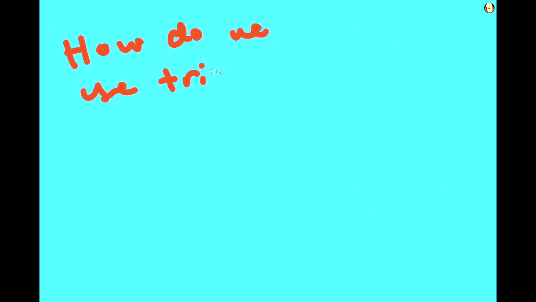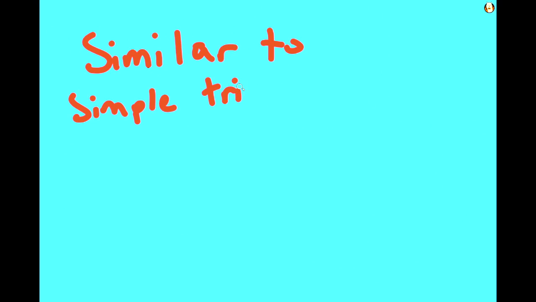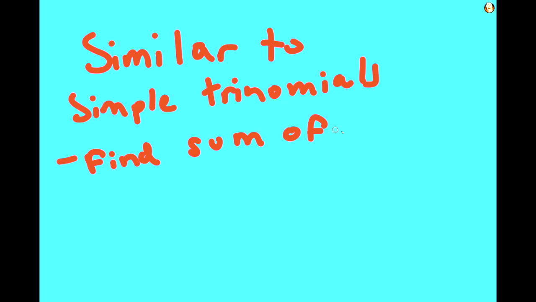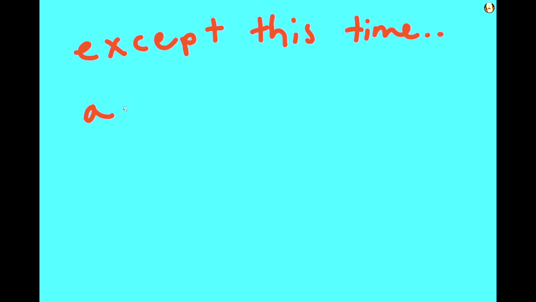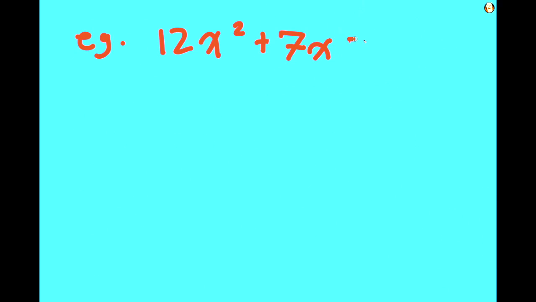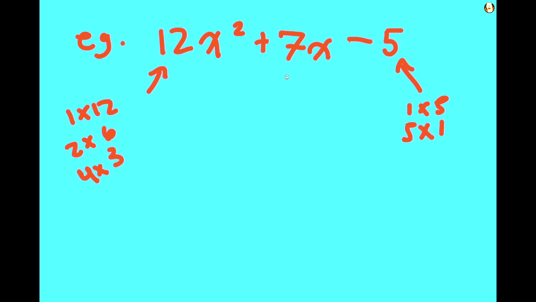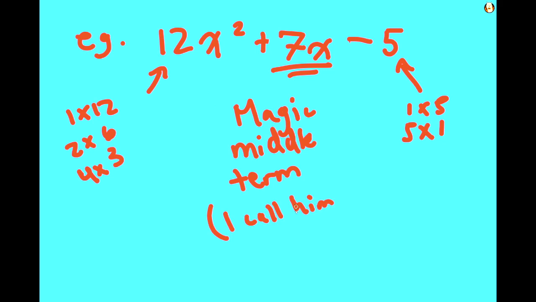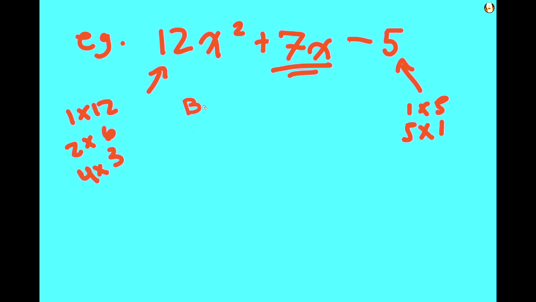How do we use trial and error? It's similar to the simple trinomial method of finding the sum of the middle term and the products of the last term, except this time we have to find two products because we have a coefficient in the first one. Here we have an example of a complex trinomial, 12x squared plus 7x minus 5. We have the products on either side, and we're going to use our magic buddy, Mr. Mike, in the middle to determine what the sum is going to look like.